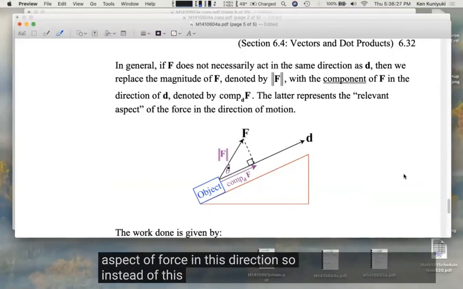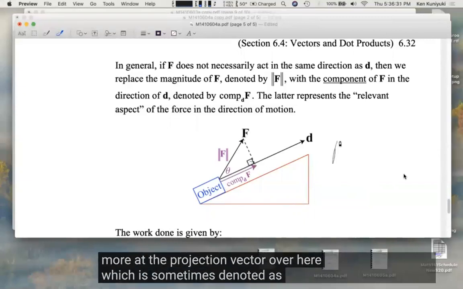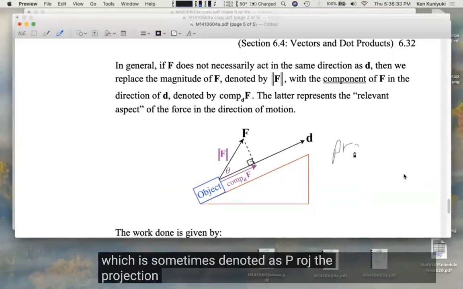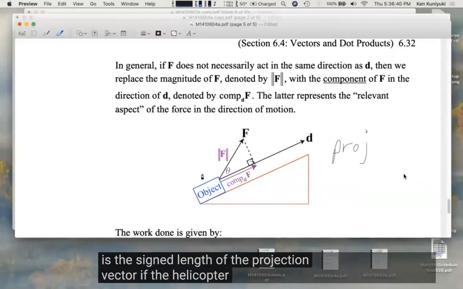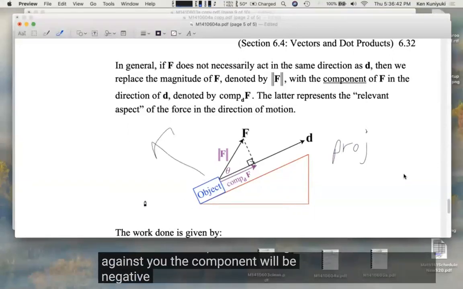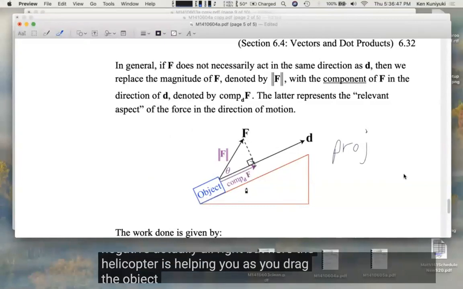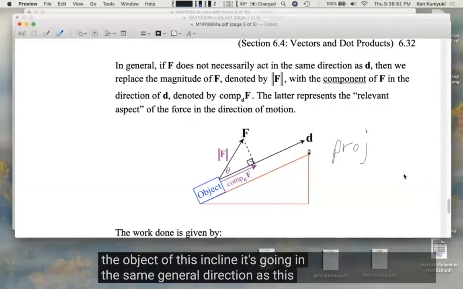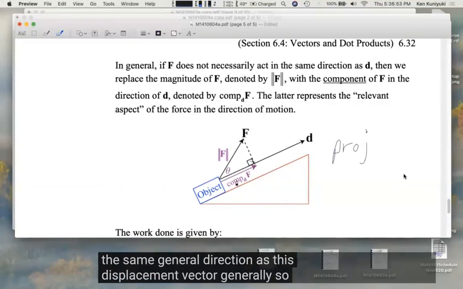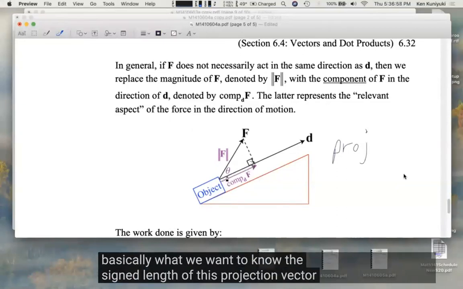So instead of this vector, we want to look more at the projection vector over here, which is sometimes denoted as PROJ, the projection vector. And the component here is the signed length of the projection vector. If the helicopter is working against you, the component will be negative, actually. But here, the helicopter is helping you as you drag the object up this incline. It's going in the same general direction as this displacement vector. So basically, what we want to know is the signed length of this projection vector over here.